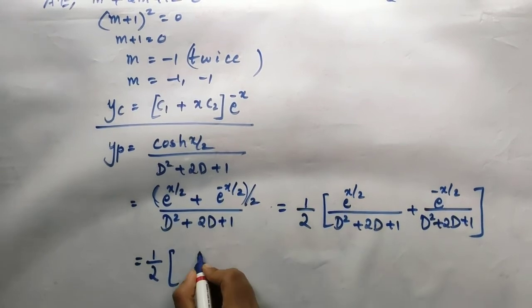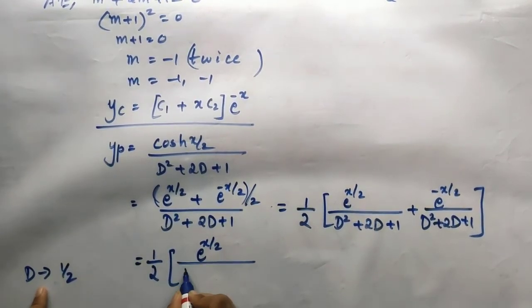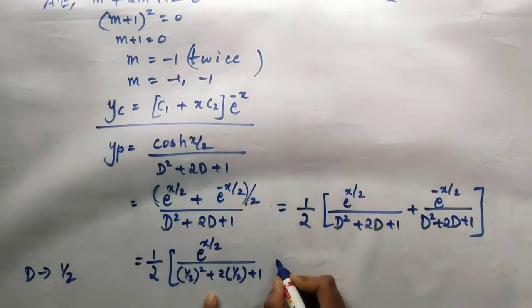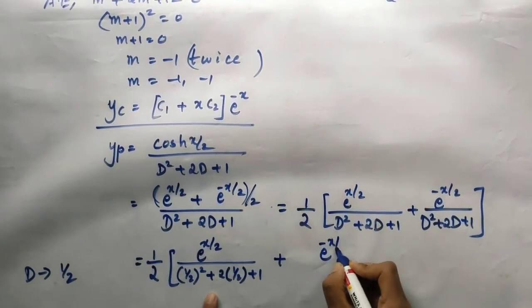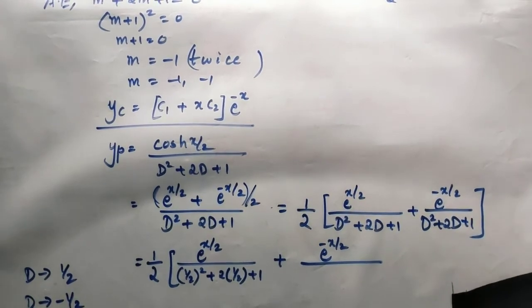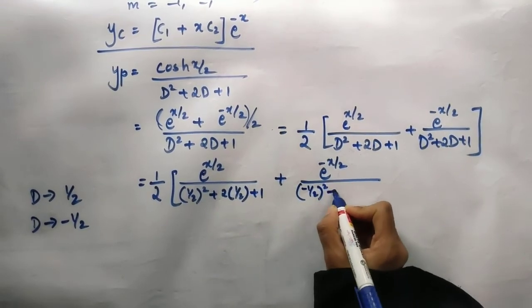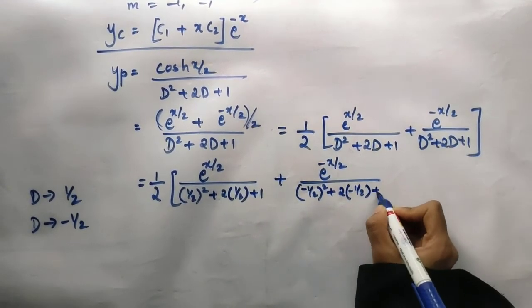Okay, so the first term we are simplifying, e to the power x by 2. You have to replace here D by half. So it will be half whole square plus 2 into half plus 1. Done? We are done with the first part. Plus e to the power minus x by 2 as it is divided by, here this time we have to replace D by minus half, because the coefficient of x in the numerator for the second term is minus half. So it will be minus half whole square plus 2 times minus half plus 1.